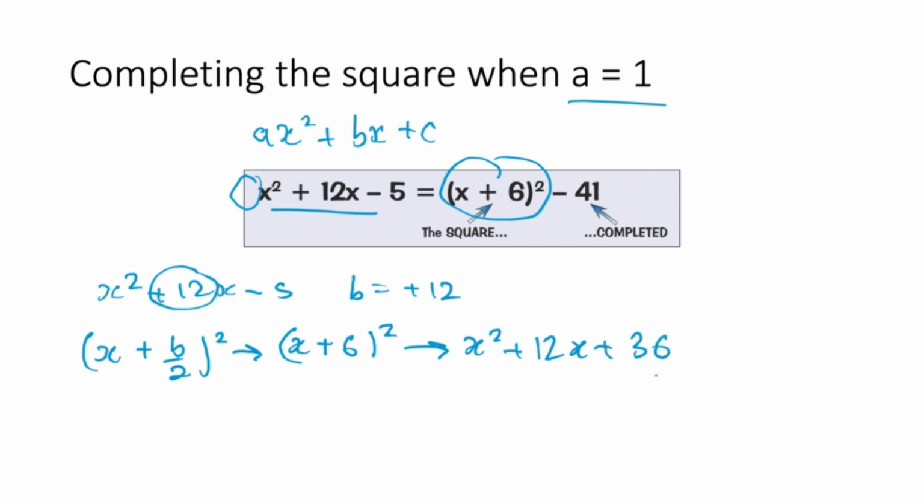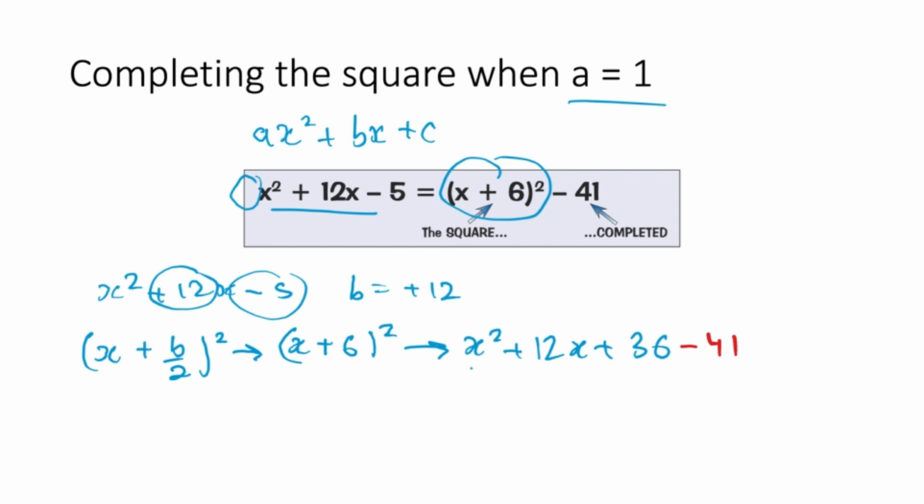And now with your new quadratic expression, compare this new expression with the original one. You want to convert this expression to this one by adding or subtracting numbers. So in the original expression, the number term is minus 5. So what do you have to subtract from 36 to form minus 5? You have to subtract 41. x squared plus 12x plus 36 minus 41 is the same as the original one.